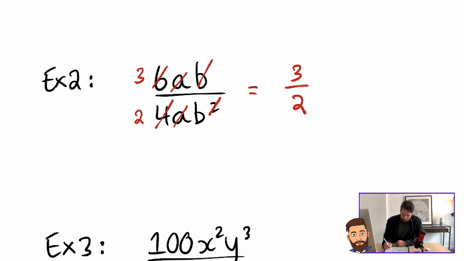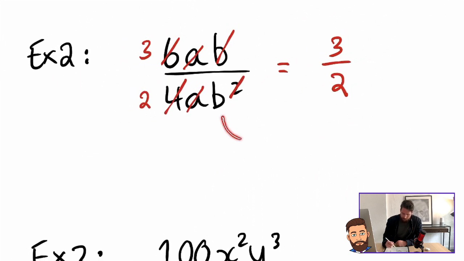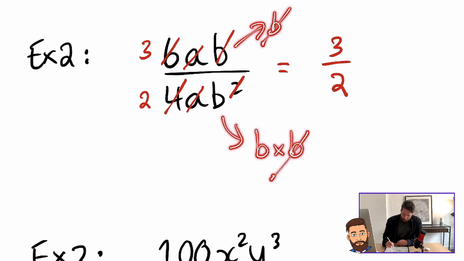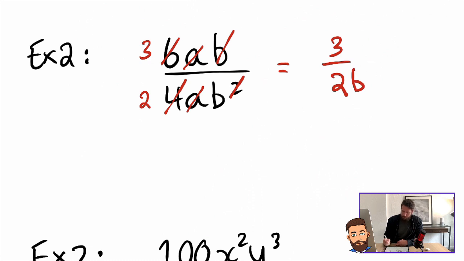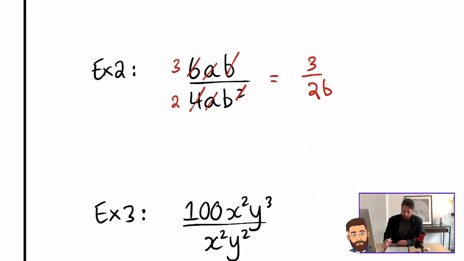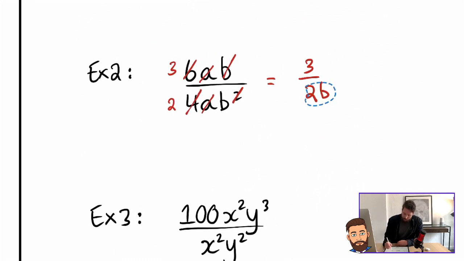A's are gone, the b on the top's gone, but there's 1 b left over on the bottom. And just to really illustrate why that is, this is b times b on the bottom, because b squared means b times b. You've got b on top, and we can just cancel that b with one of those b's, which would leave me with 1b on the bottom. So I need to make sure this b comes on the bottom. So our final answer is 3 over 2b. Again, the a's cancelled.